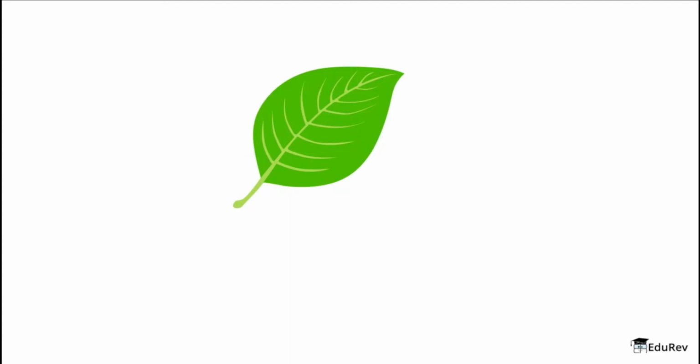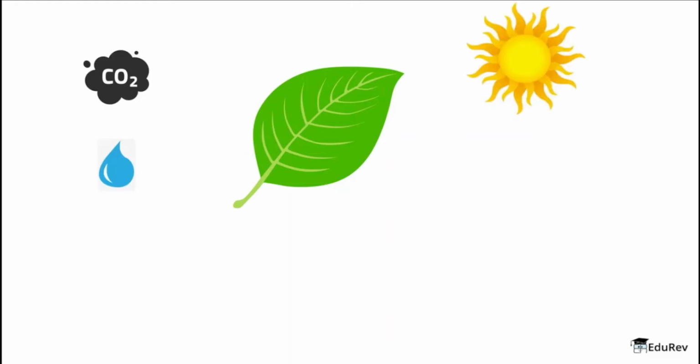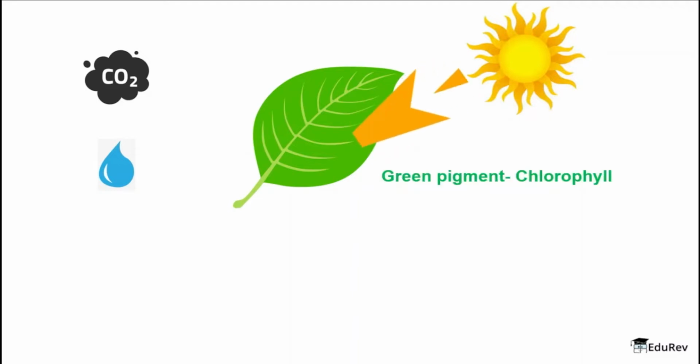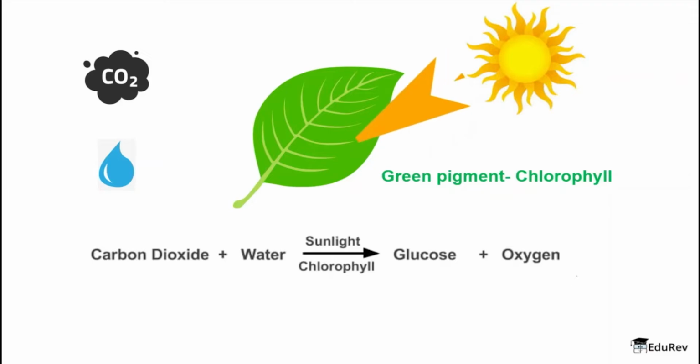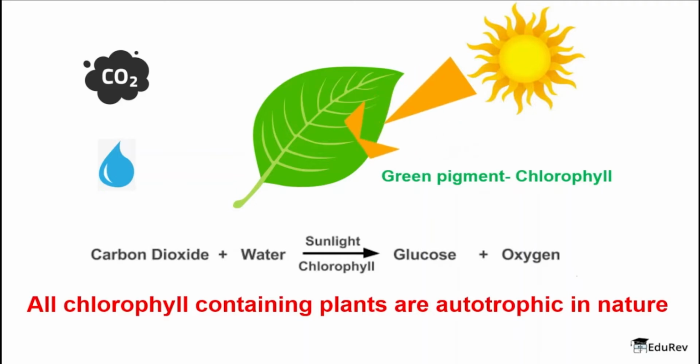Now, we have discussed that green leaves are called the food factories in plants because they can synthesize food with the help of raw materials like carbon dioxide and water in presence of sunlight, and sunlight can only be trapped by these green leaves because of the presence of a green pigment called chlorophyll. Okay, so green plants are able to synthesize food with the help of carbon dioxide and water in presence of sunlight and chlorophyll in the form of glucose or maybe starch and release oxygen gas. So basically, all chlorophyll containing plants are autotrophic in nature because they can synthesize their own food.